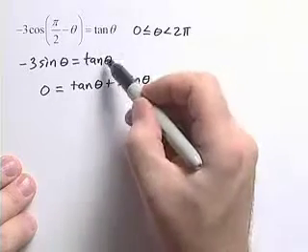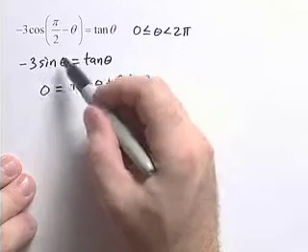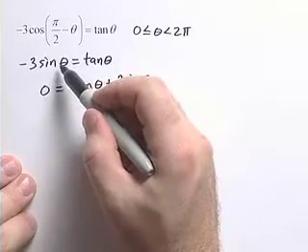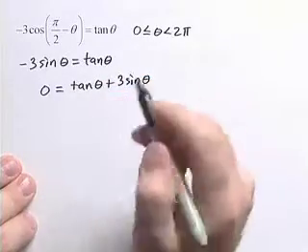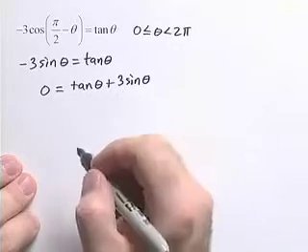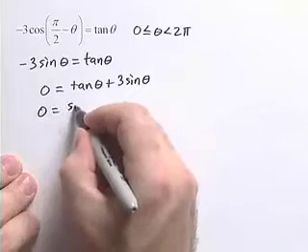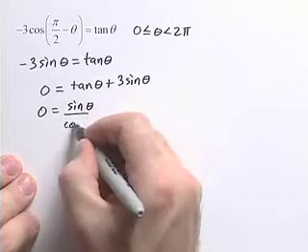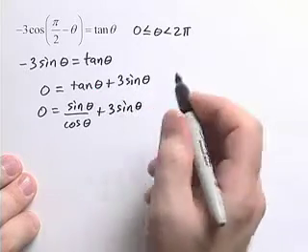Now, even though we know tangent is sine over cosine, we need to resist the temptation to just divide by sine, because the sine value can actually be 0. We don't want to divide by 0. So we're going to add 3 sine theta to both sides. So here we have 0 equals tangent theta plus 3 sine theta. We're going to rewrite tangent as sine of theta over cosine theta plus 3 sine theta.